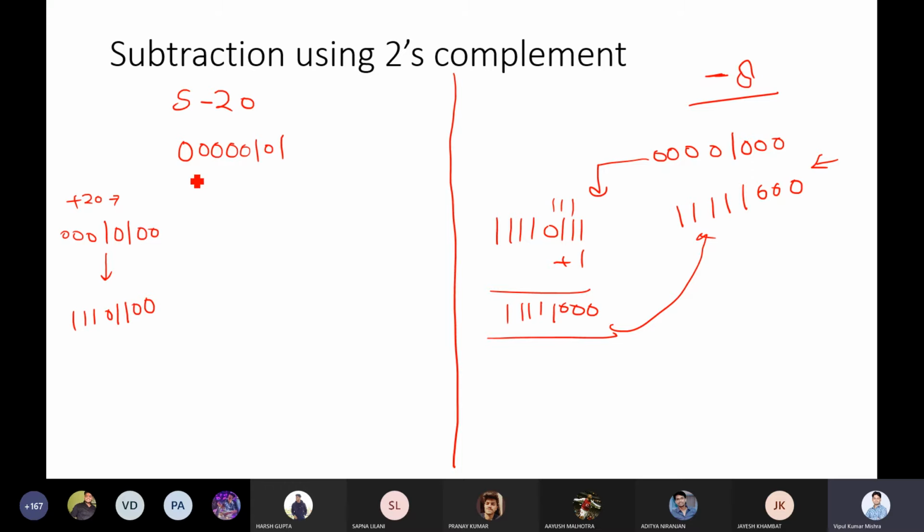Let me add it over there. So this is plus 5. Then we have 1 1 1 0 1 1 0 0. This represents minus 20. Add both of them, so just do the addition. 1 plus 0 is 1, then 0, then 1 plus 1 is 0, 1 0 0 1 1 1 1. Now what it is saying is that you have to take 2's complement of this, because there is no carry.